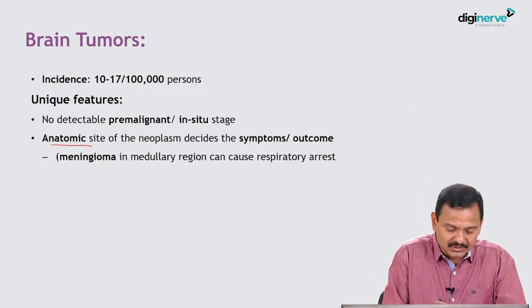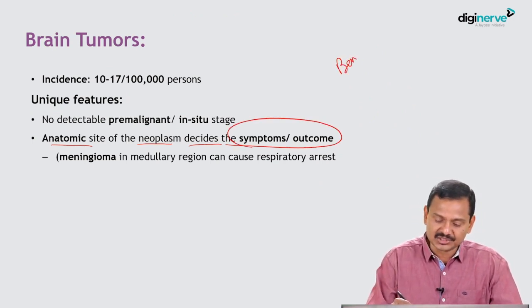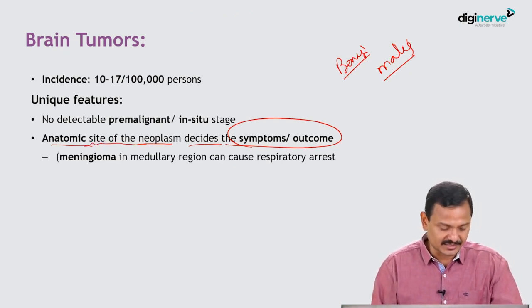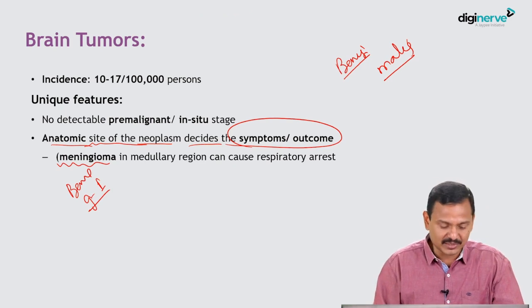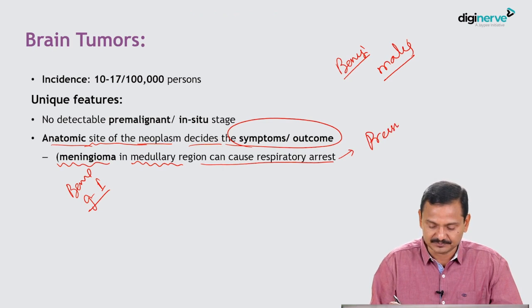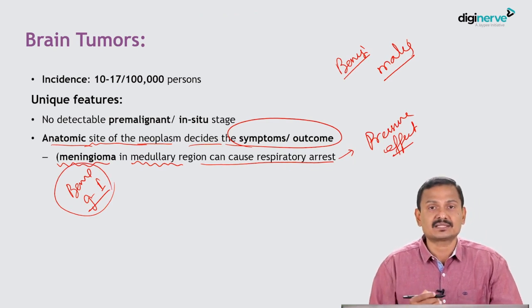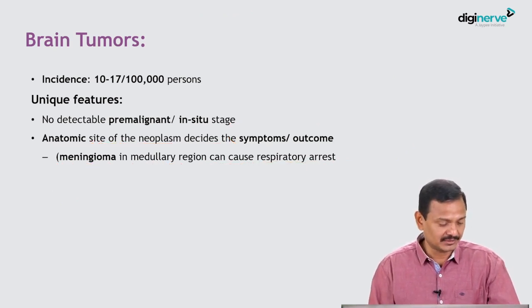Next, the anatomic site of the neoplasm decides the symptoms or the outcome. In other sites, the benign or malignant nature of the carcinoma decides how it will behave, but here the anatomic site of the neoplasm decides. For example, meningioma is a very benign grade 1 tumor, but once it is located in the medullary region, which is responsible for our respiration, it can cause respiratory arrest because of pressure effect. And once they are located in the medullary region, resectability is a little difficult, as it is hard to take out these tumors totally without harming the normal brain tissue.